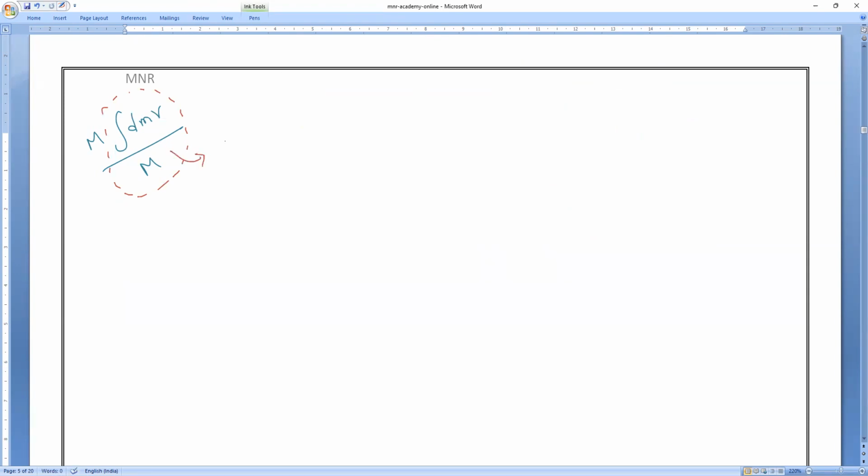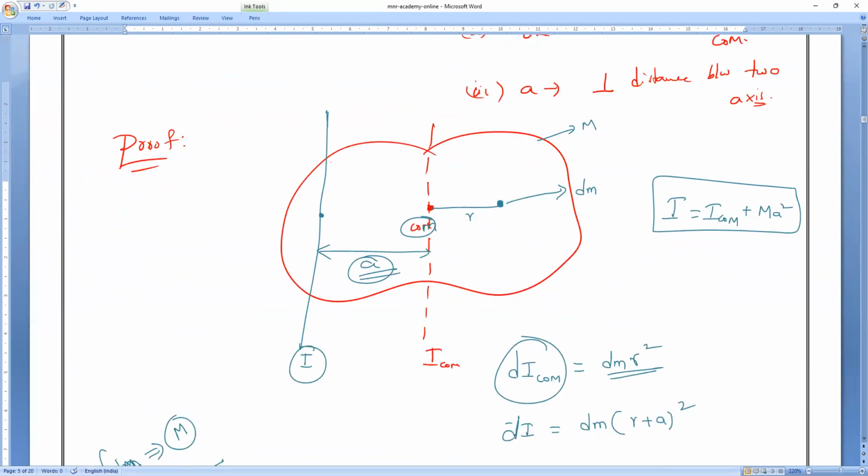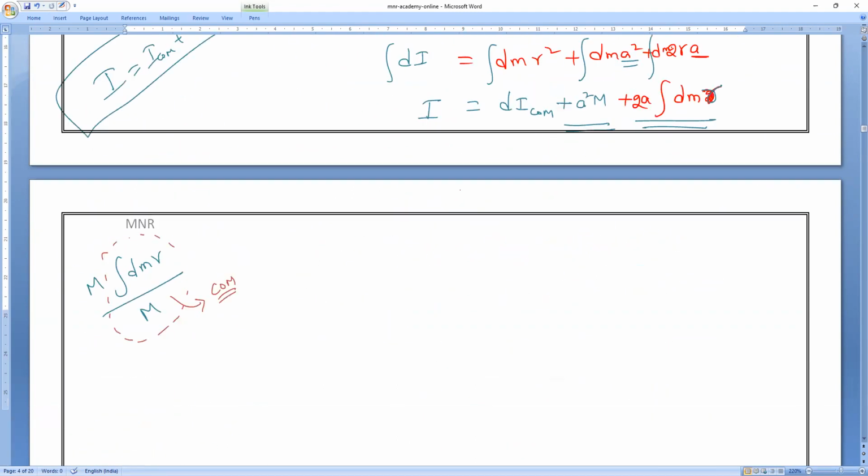That is actually the center of mass. Am I right or wrong? Yes or no? Total mass is M, that is correct. So integral of dm r by M is the center of mass.